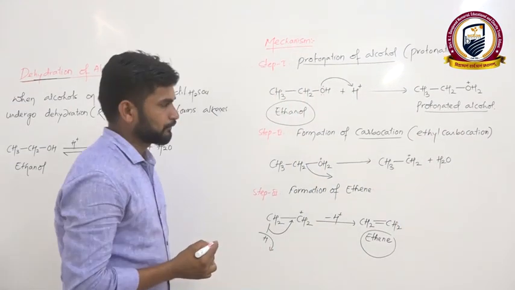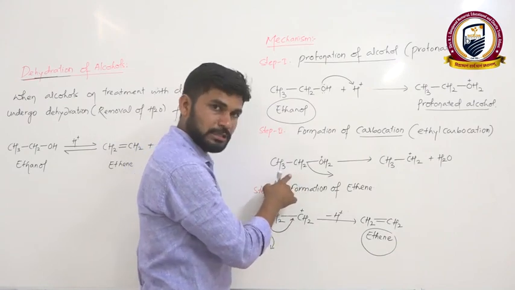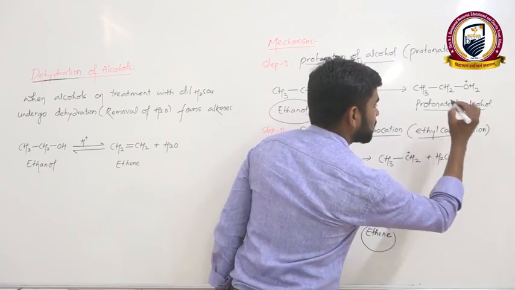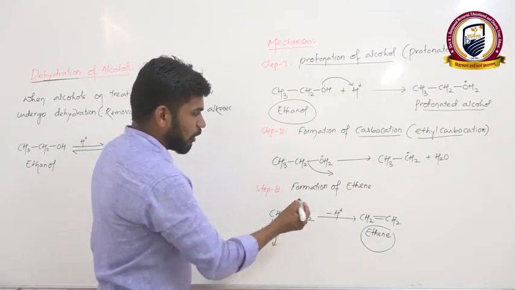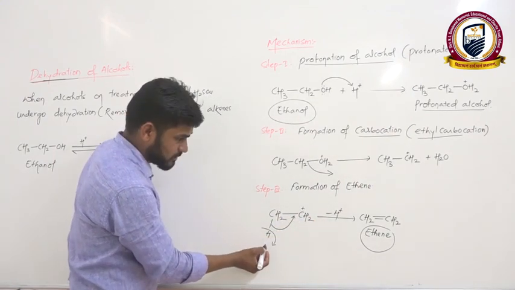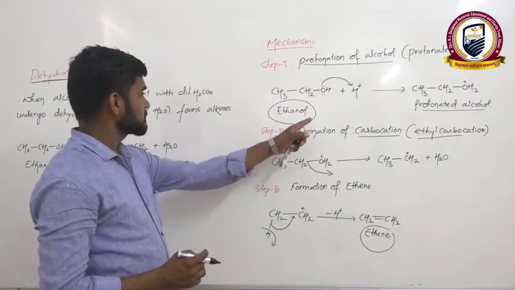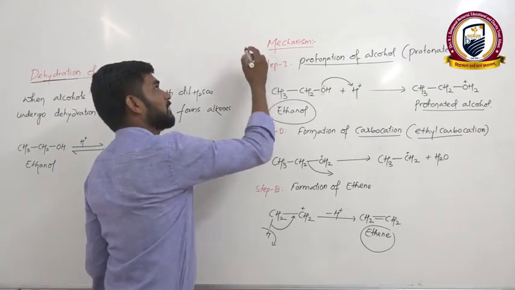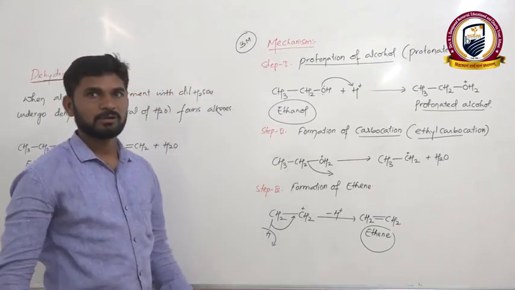There is a formation of protonated alcohol. In the second step, elimination of water from the protonated alcohol forms the corresponding carbocation, that is called ethyl carbocation. And in the final step, formation of ethene: from the carbocation, elimination of proton takes place with the formation of the corresponding alkenes. So this is the mechanism of dehydration of alcohols to alkenes. This mechanism is always asked for 3 marks, and this is a much more important concept in this chapter.